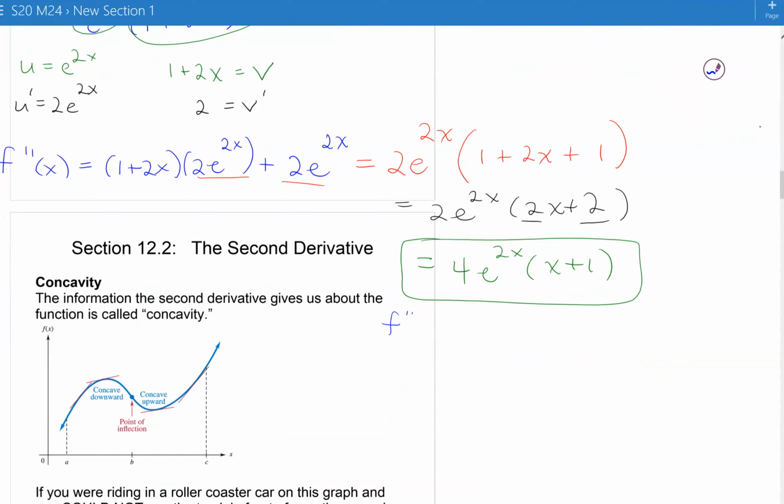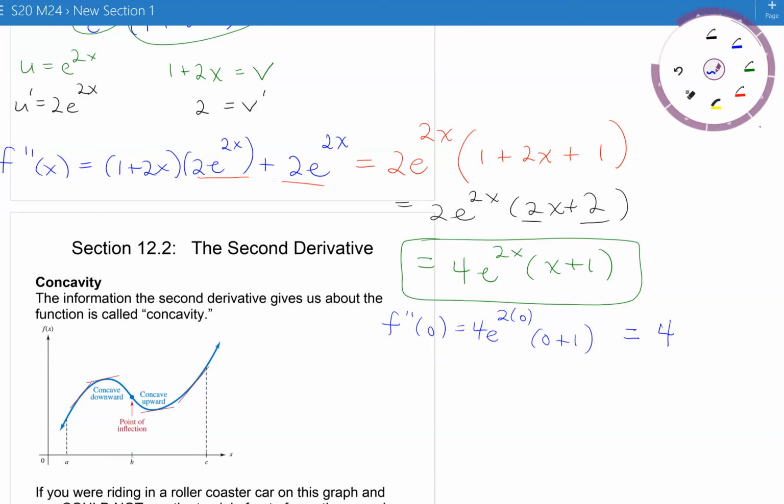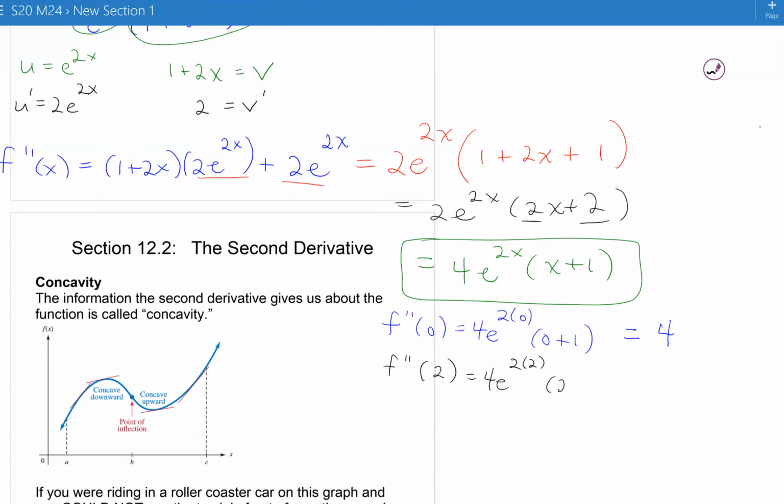And then I want to evaluate the second derivative at 0. And e to the 0 is 1, so this is going to be 4. So when x is 0, the second derivative is 4. And then we want f double prime of 2. So everywhere I see an x, I'm going to put a 2. And that's going to be 12e to the 4. And this is an exact answer, so unless you're asked for the decimal approximation, give the exact answer.